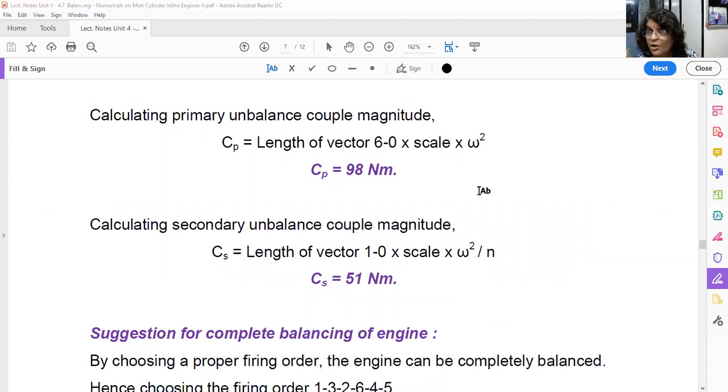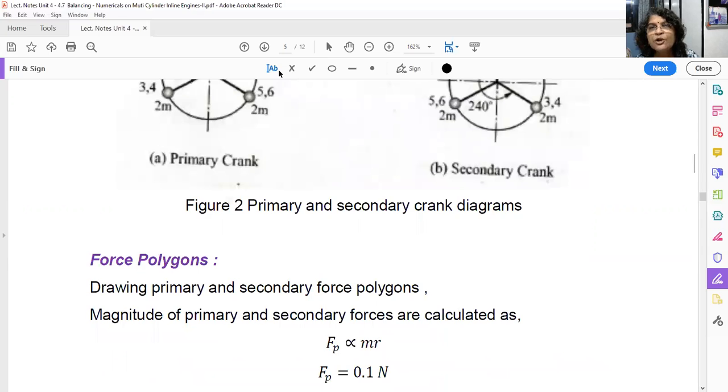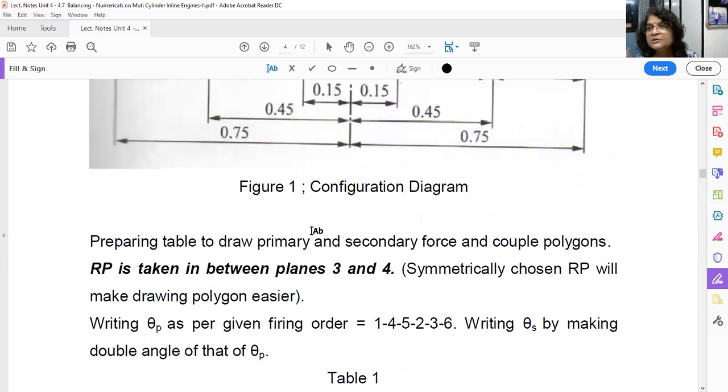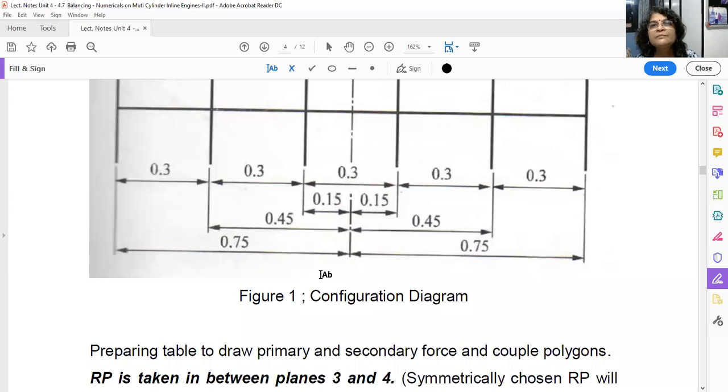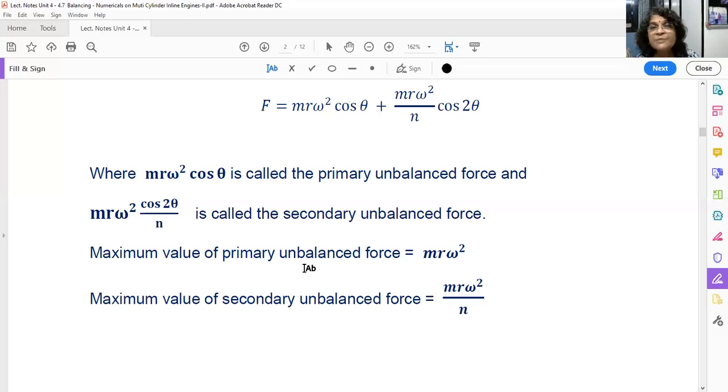See here, it is different, because I will take you to the original formula. Purposely I have kept that one. What is the magnitude of primary unbalanced force and magnitude of secondary unbalanced force? In the recap we have seen that the maximum value of primary unbalanced force is m r omega square and secondary force is m r omega square upon n. So what will be the primary couple? m r omega square into L. Secondary couple is m r omega square upon n.